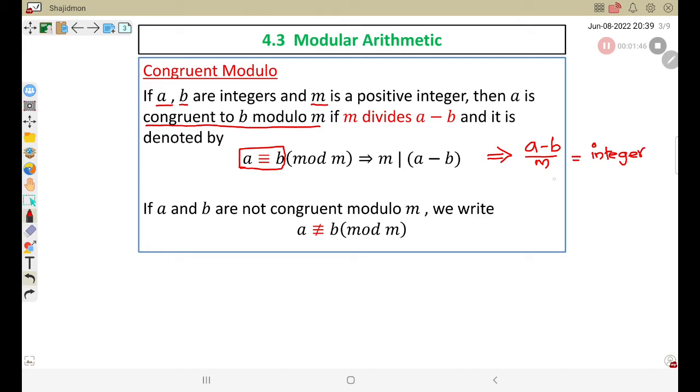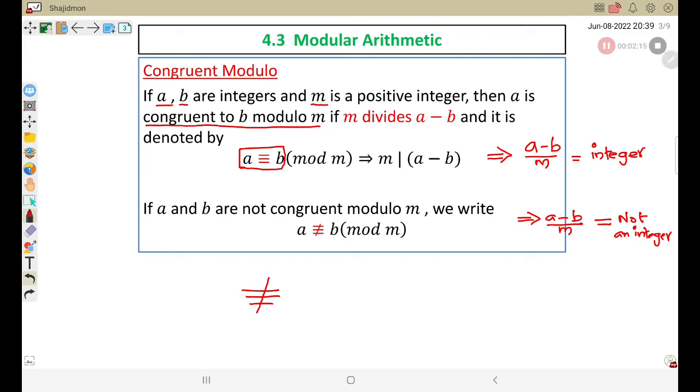Now if a minus b divided by m is not an integer, then we say the two numbers are not congruent. We use the congruent symbol with a cross through it, like not equal to. So a is not congruent to b mod m. So this is the idea of modular arithmetic.